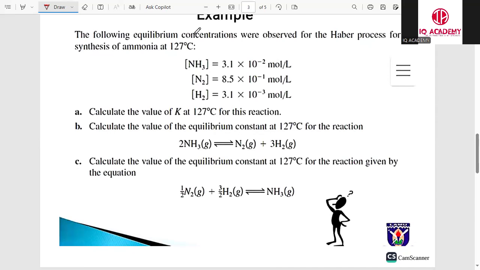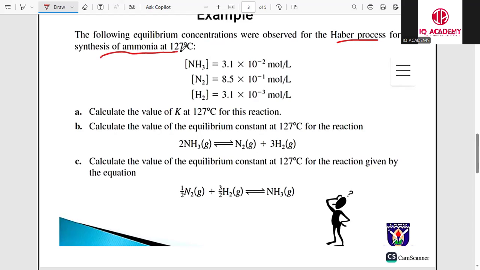So pay attention. Here they're saying the following equilibrium concentrations were observed for the Haber process of the synthesis of ammonia at 127 degrees Celsius. These are the concentrations in moles of ammonia, nitrogen, and hydrogen. And then they are saying calculate the value of K at this temperature for this reaction. So we know how to calculate the value of K, but the first thing we have to do is write the balanced chemical equation for the production of ammonia. So let's write the balanced chemical equation here.